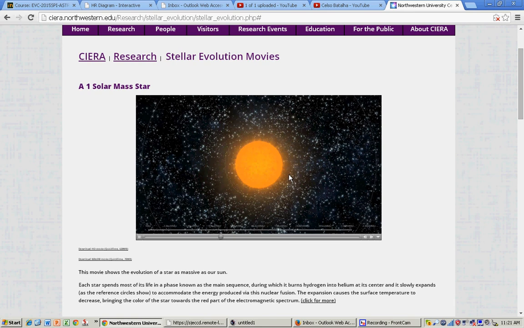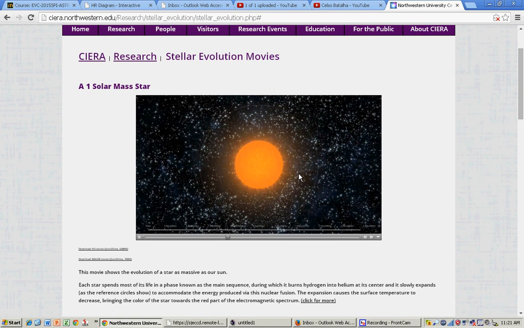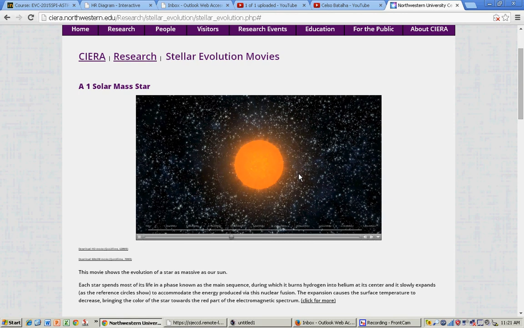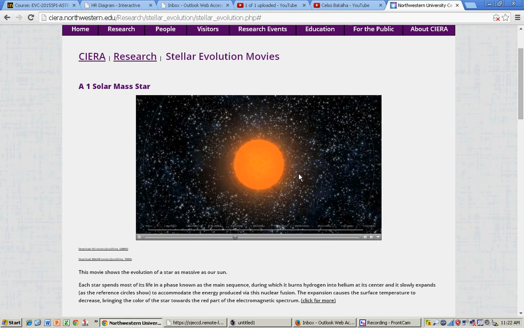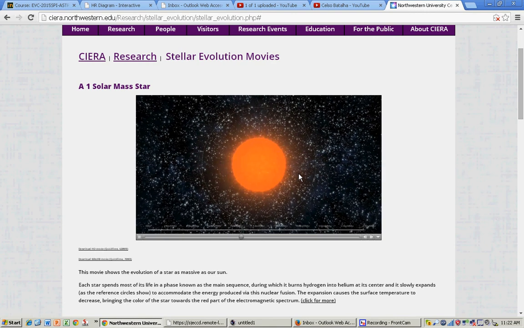Now it's going fast. Boo! And you got your red giant. And then the star is going to go through the horizontal giant branch and then the AGB phase.